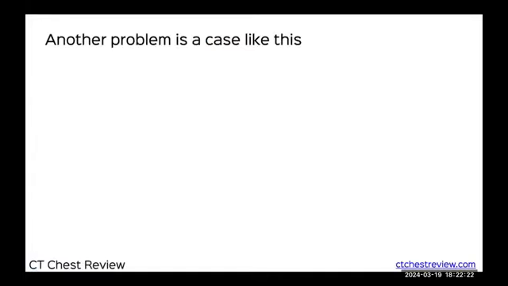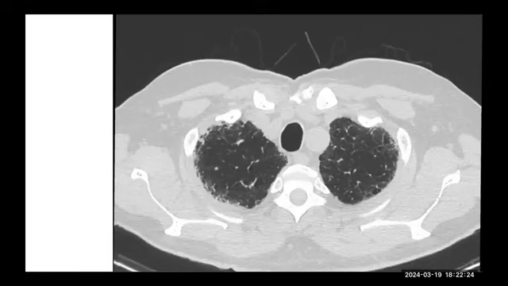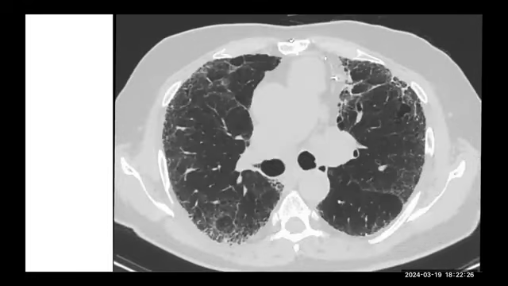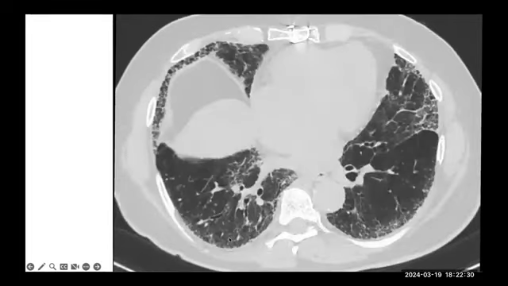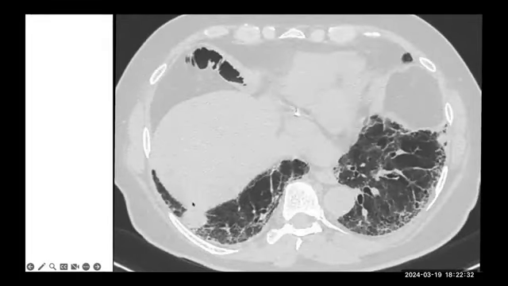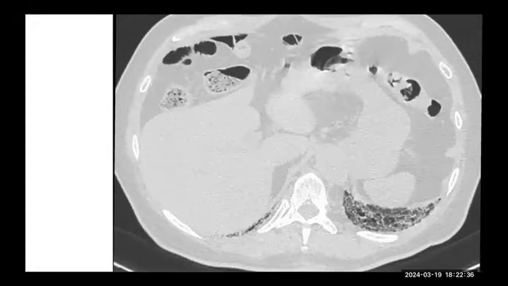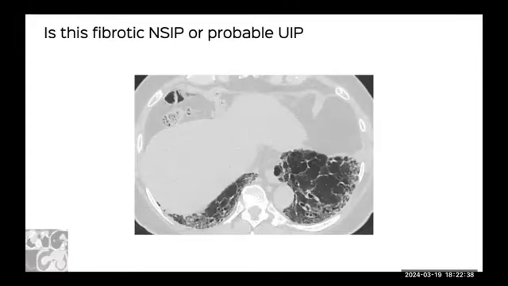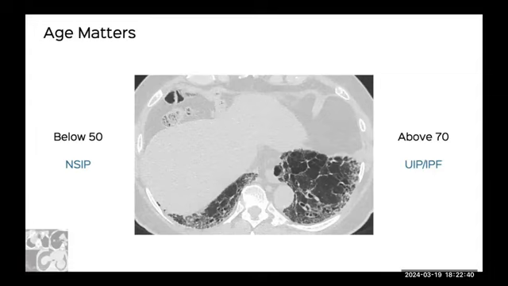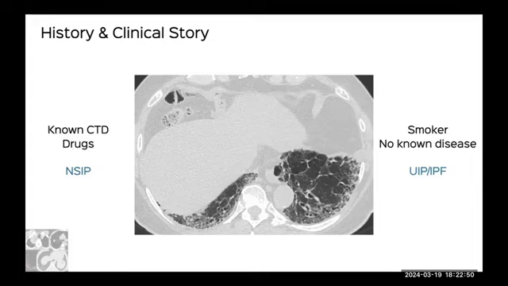Another problem that we keep getting asked about is a patient like this, where we have reticular opacities, traction bronchiectasis, no honeycombing. Let's ignore this nodule here. And then the question is, is this probable UIP or fibrotic NSIP? So if the patient is above 70, then we would call it UIP-IPF. If the patient is under 50, we would say this is NSIP. Same appearance, it's the clinical presentation that matters.